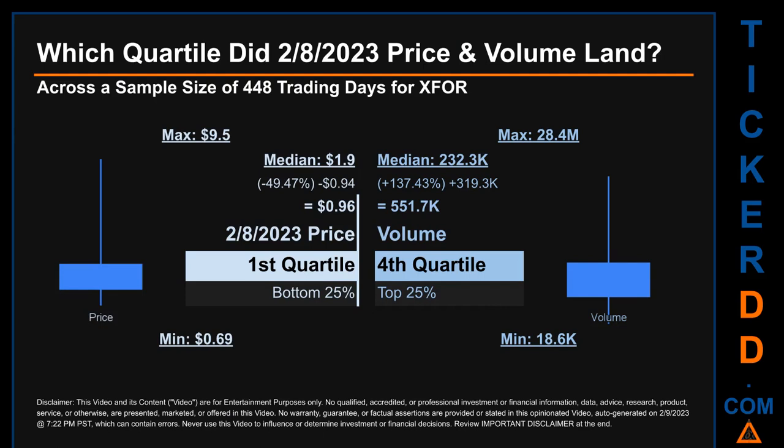Quartiles tell us about the spread of a data set by breaking that data set into quarters, just like how the median breaks the set into half. Descriptively, XFOR has a median price of $1.90. Therefore, the 8th of February 2023 price was lower than that middle marker by 49.47%. The day's volume of 551.7 thousand was more than the median by 137.43%.